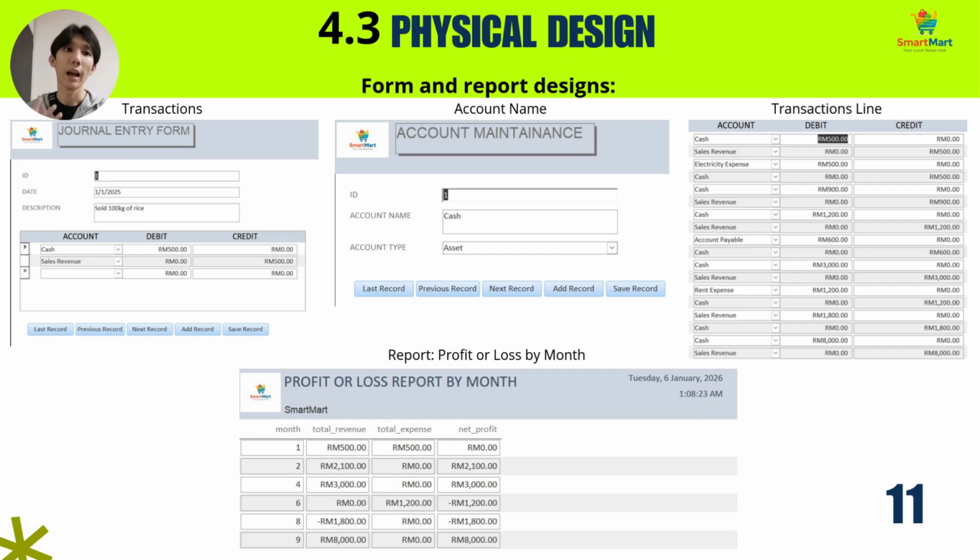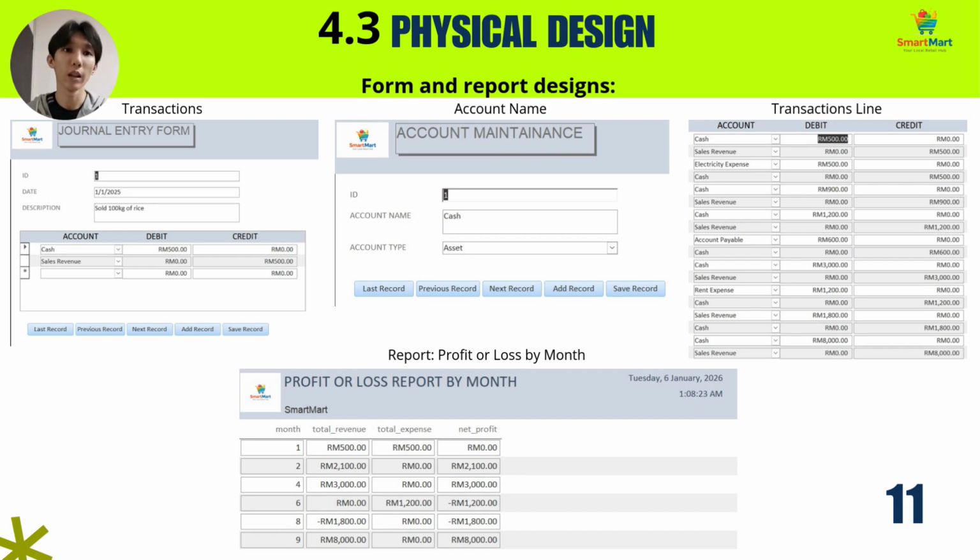Here, users can add new accounts and assign each account to its proper type, whether it's an asset, liability, equity, revenue, or expense. This ensures all transactions are properly categorized. The transaction line table shows all individual journal entries with their debit and credit amounts, providing a complete audit trail of every transaction in the system.